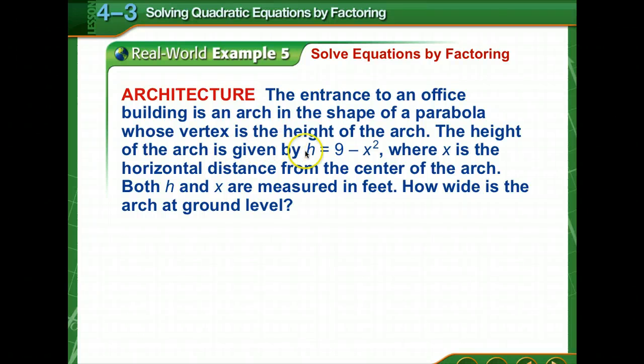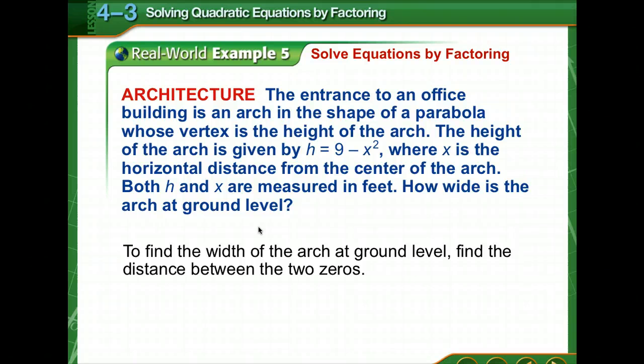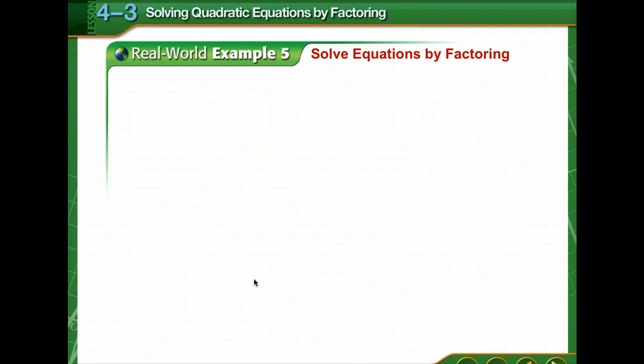The height of the arch is given by h equals 9 minus x squared, where x is the horizontal distance from the center of the arch. Now, h and x are both measured in feet. How wide is the arch at ground level? So first of all, we need to know what we're looking for. We're going to find the width of the arch at ground level, the distance between the two zeros.